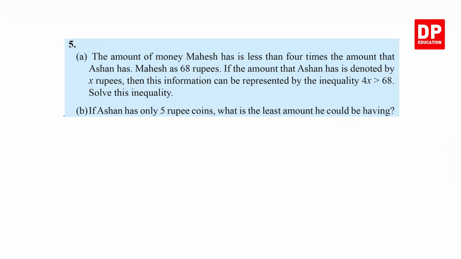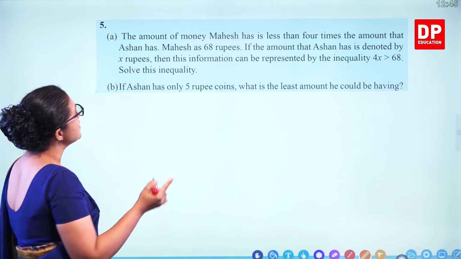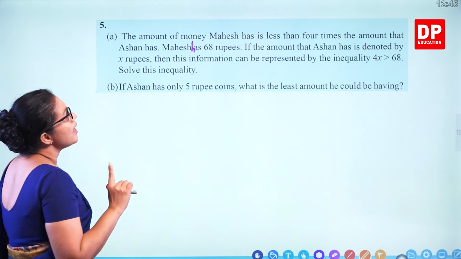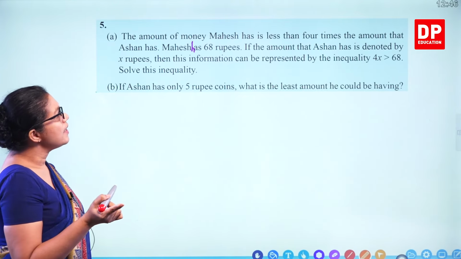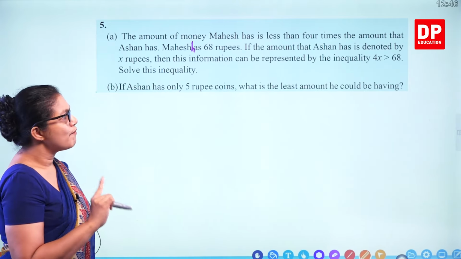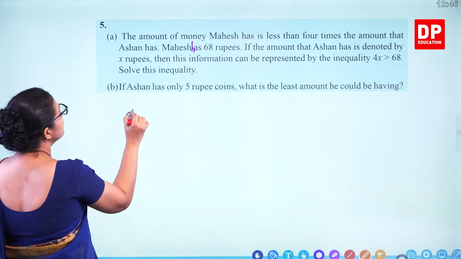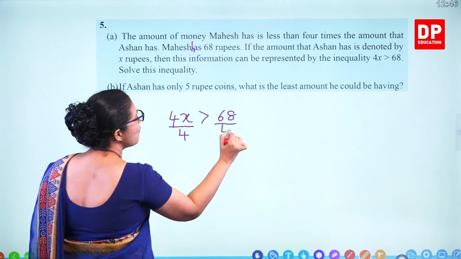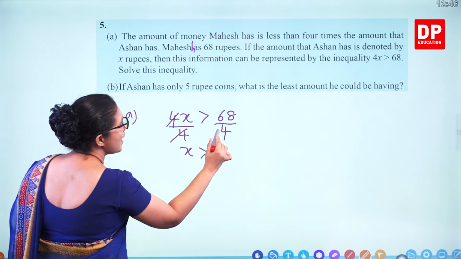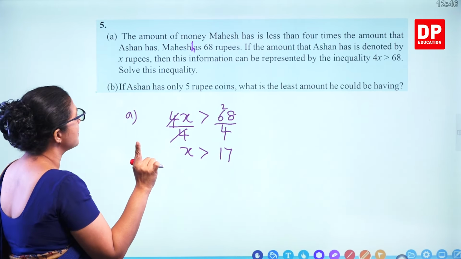The amount of money Mahesh has is less than 4 times the amount that Ashan has. Mahesh has 68 rupees. If the amount that Ashan has is denoted by x rupees, this can be represented by the inequality 4x is greater than 68. Solve this inequality. 4x is greater than 68. So divide both sides by 4. X is greater than 17, since 4 times 17 is 68.